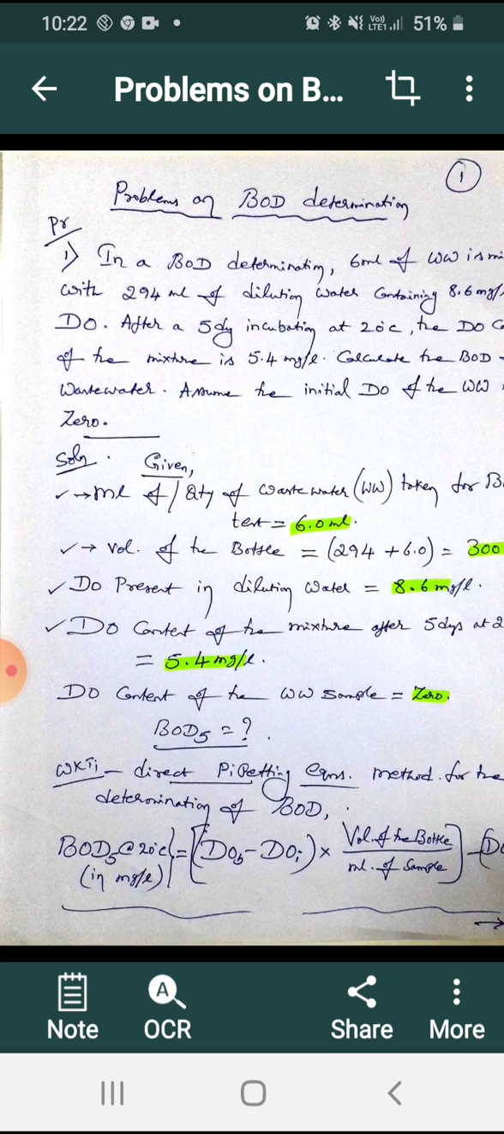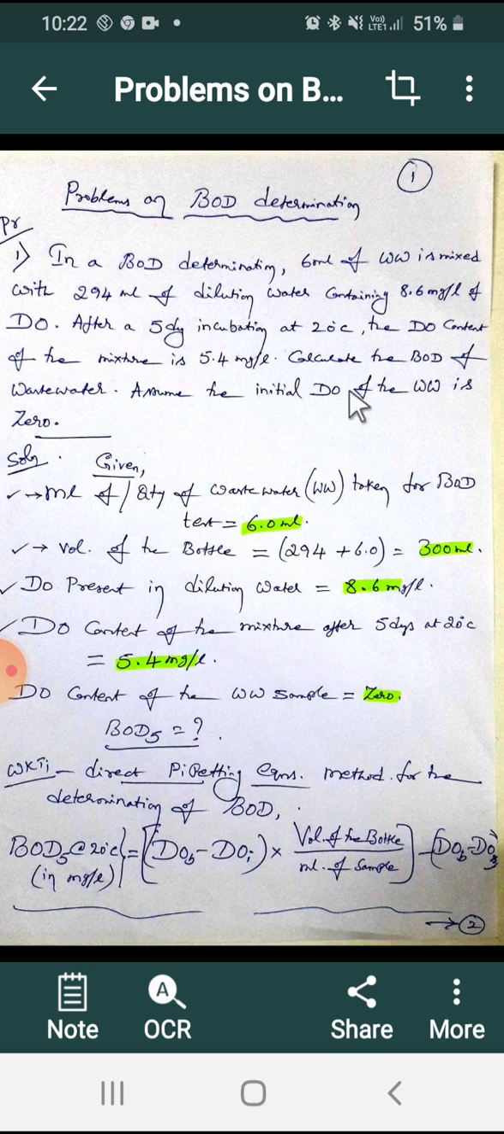What they are given is, try to study it neatly. The DO content of the mixture is this much. After 5 days of incubation at 20 degrees centigrade, the value remaining is 5.4. What is the initial DO present in this? This is 8.6 milligrams. After 5 days, 5.4 milligrams. Then what is the question? Calculate the BOD of wastewater. You have to determine the BOD and then assume the initial DO of the wastewater is equal to how much? 0. Now let us start with the problem.